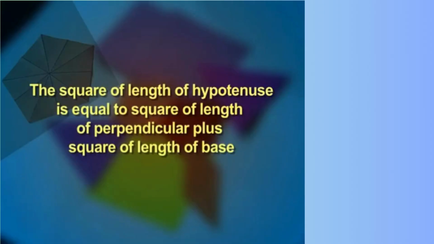Hello friends and dear students, today we are going to do an activity on Pythagoras theorem with the help of Bhaskara method. Pythagoras theorem states that the square of length of hypotenuse is equal to square of length of perpendicular plus square of length of base.